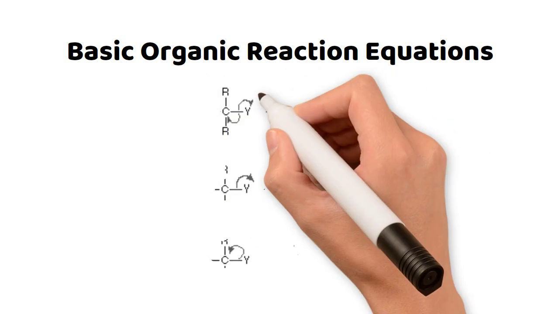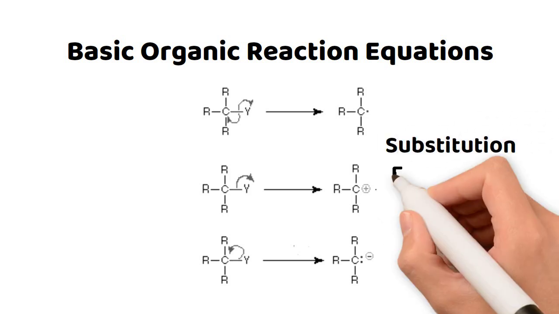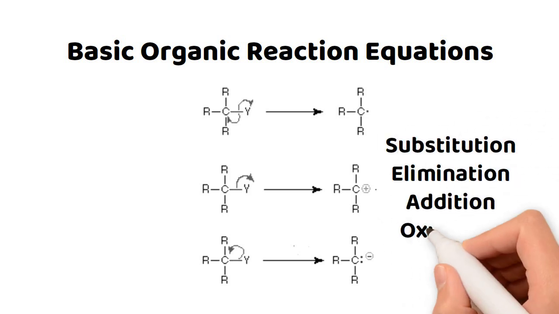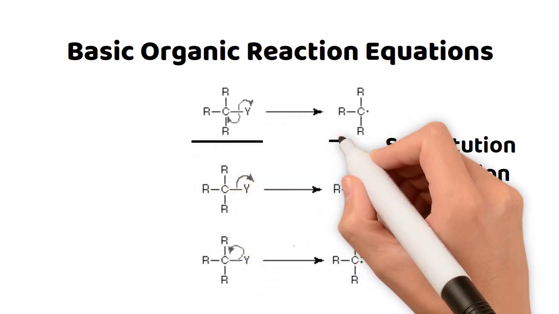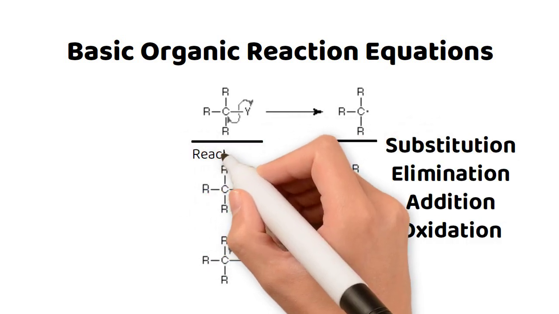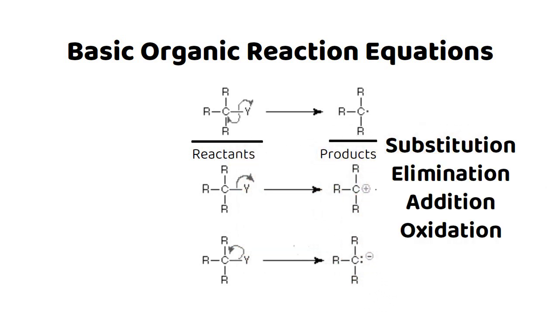Basic organic reaction equations. Organic reactions involve the breaking and forming of chemical bonds in organic compounds. Common organic reactions include substitution, elimination, addition, and oxidation. These reactions can be represented using reaction equations, which show the reactants and products of the reaction and the conditions under which the reaction occurs.